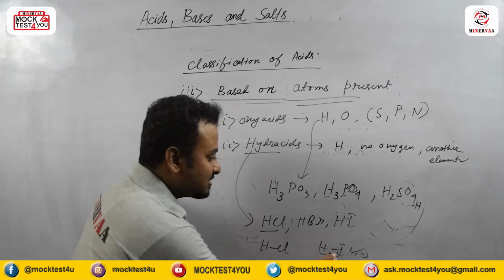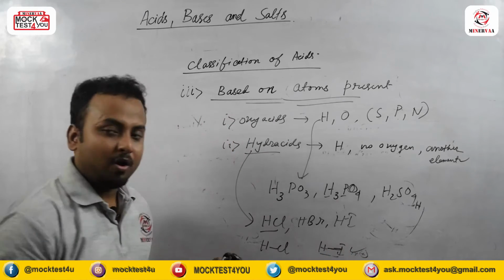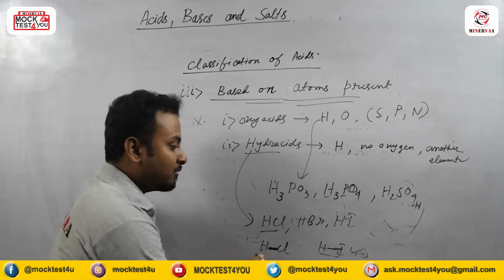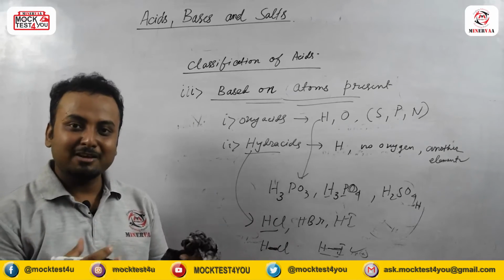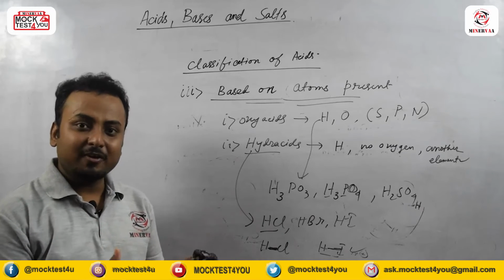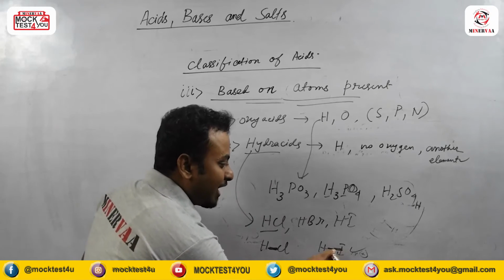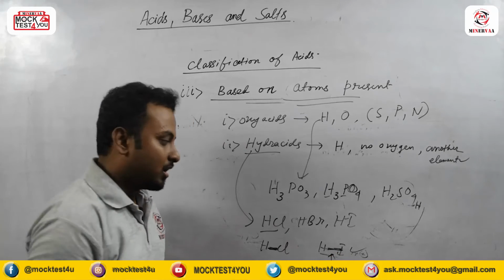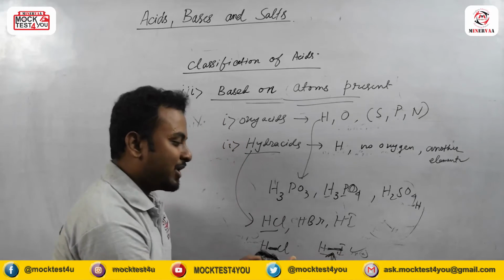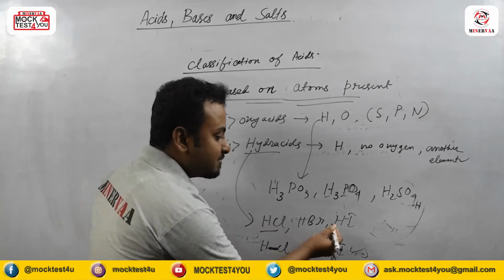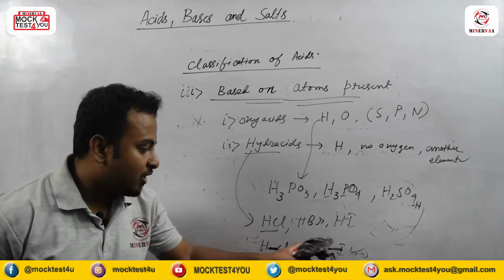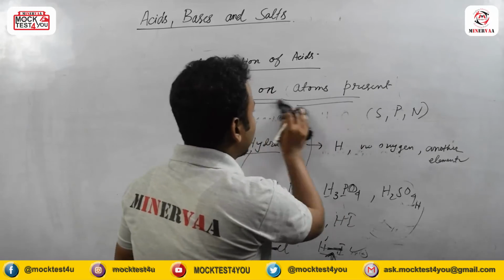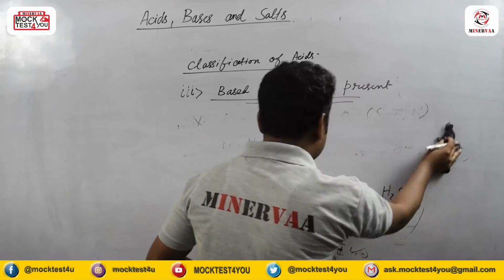Why? Because the H-I bond is very long and the H-Cl bond is very short. We know that short bonds are stronger because the atoms are close together, so it is very difficult to separate them, but here they are far apart from each other. So a small amount of energy can break this bond, and the release of H plus will be easy. So HI will be stronger than HCl, right? So this is all about the classification of acids based on certain parameters.